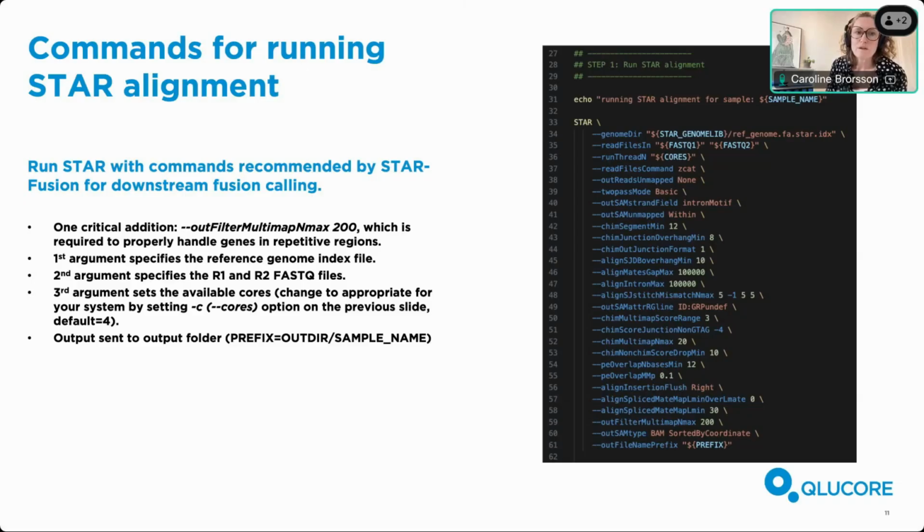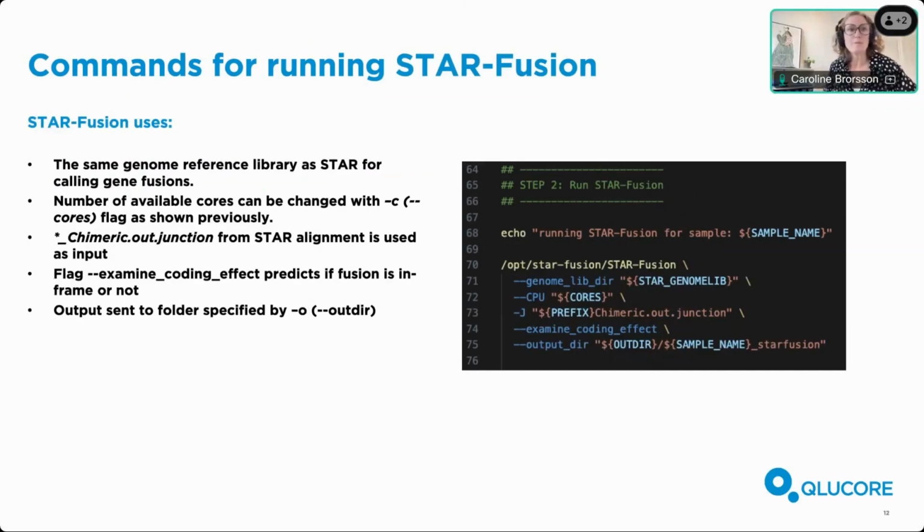As you can see in this script, the first argument specifies the reference genome index files that we've downloaded. The second argument specifies the FASTQ files, the read 1 and read 2. The third argument sets the available cores, which can be changed to what's appropriate for your system by setting this cores flag in our script. And the last argument is just that the output is sent to the output folder that we've set up with the script.